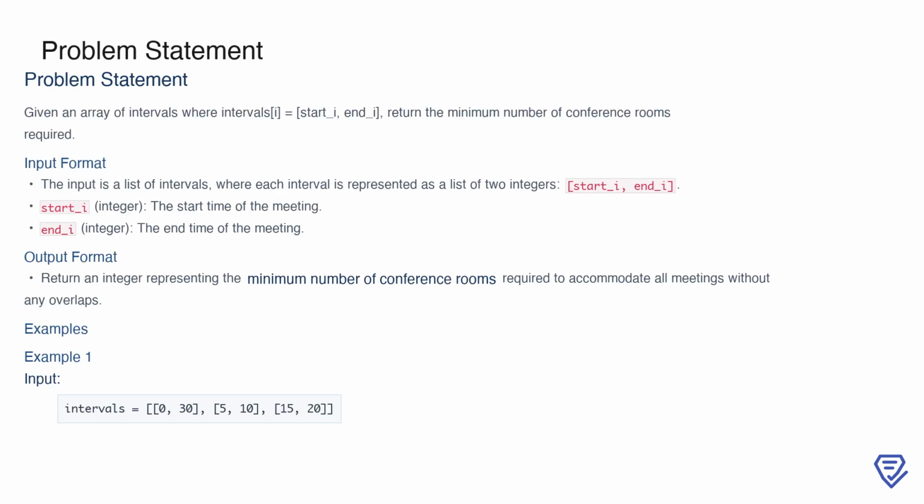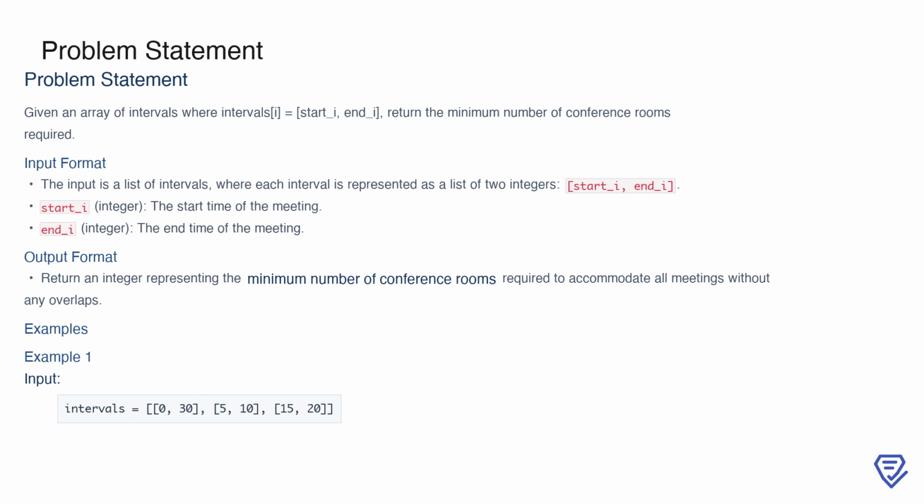In this problem, we're given an array of intervals, where each interval represents a meeting with a start time and an end time. The task is to determine the minimum number of conference rooms needed to accommodate all the meetings without any overlapping. The input is a list of intervals, where each interval consists of two integers, the start time and the end time of a meeting. The output will be a single integer, which represents the minimum number of rooms required.